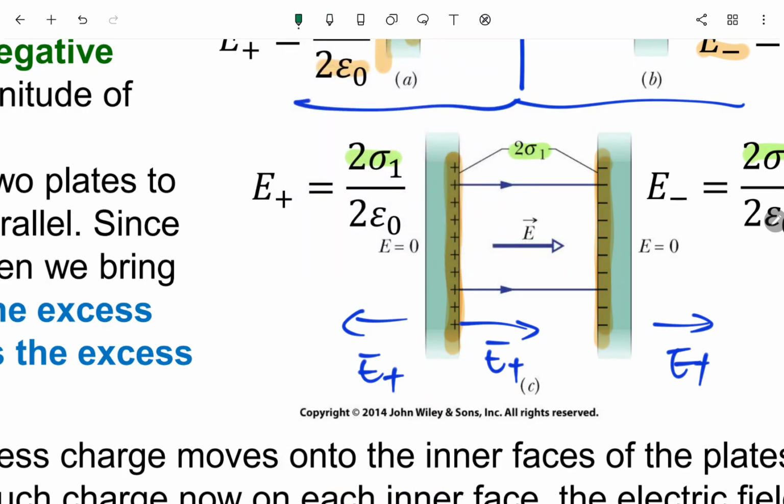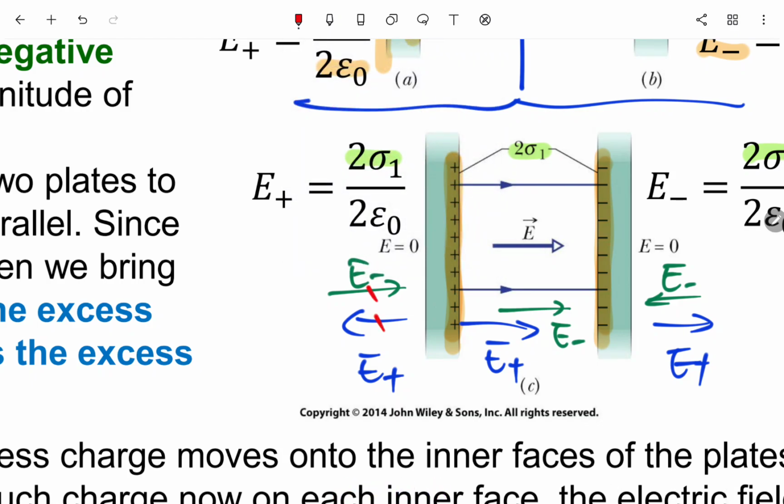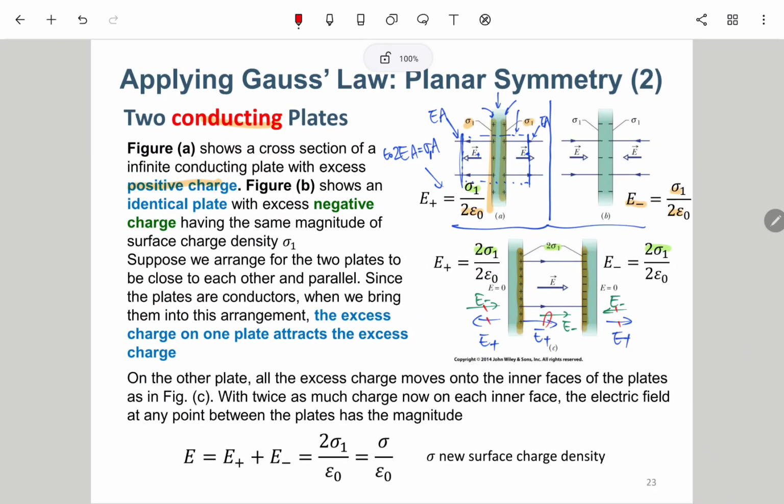Then for E minus, it's a negative charge, so the E field points toward the plate: to the right on the left side, and to the left on the right side. You can see this one and this one cancel, this one and this one cancel. But for these two in the middle, they add up together. They point in the same direction with the same amount of E field.